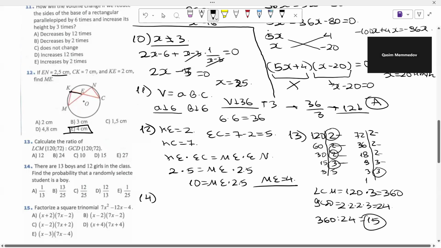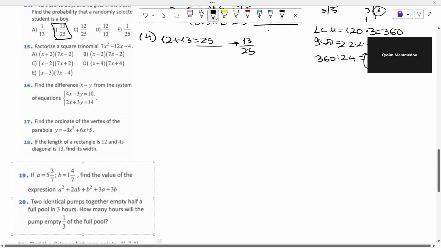Let's continue with exercise 14. It says there are 13 boys and 12 girls in the class. Find the probability that a randomly selected student is a boy. We have a total of 12 plus 13, 25 students, and 13 of them are boys. That's why the probability equals 13 divided by 25. Answer is B.